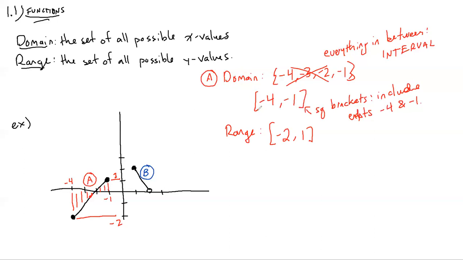Okay, so for chunk B, I'll do the same thing. I'm going to write my domain. So in this one, it's those x values. So it's going to come from, you can see +1. And then it only goes to 2, but notice that that is an open dot here. So what that means is that it gets really close to 2, but doesn't actually include 2. So it's everything up to 2.